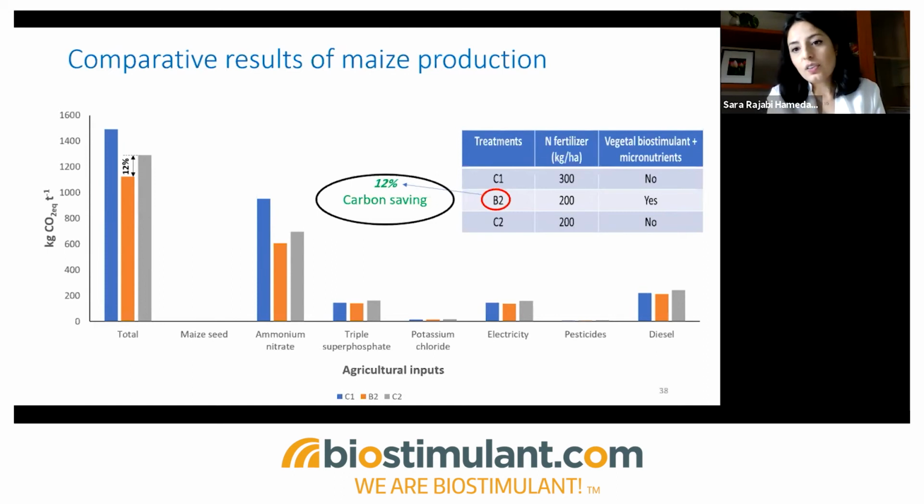Indeed, increasing crop yield on the one hand and decreasing nitrogen fertilizer application on the other hand lead to 12% carbon saving in treatment with biostimulant application.